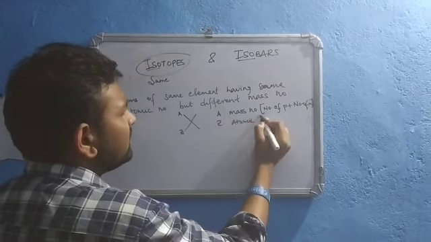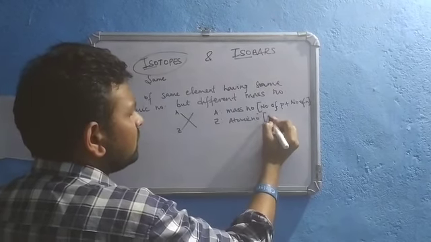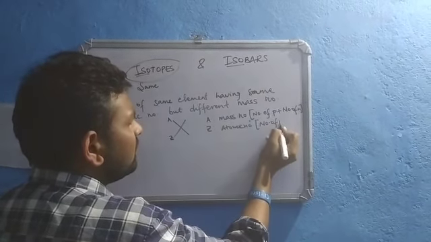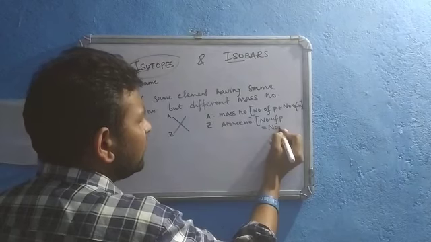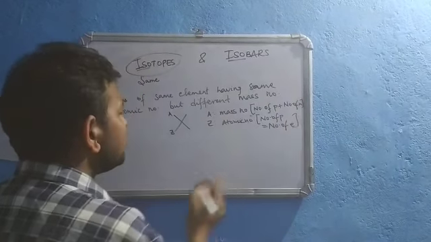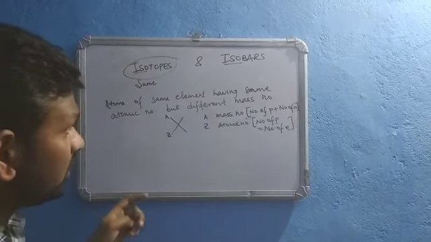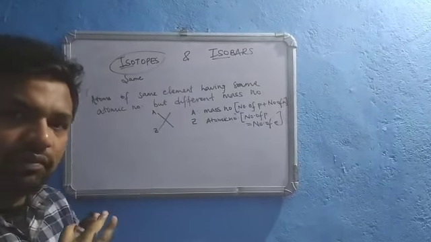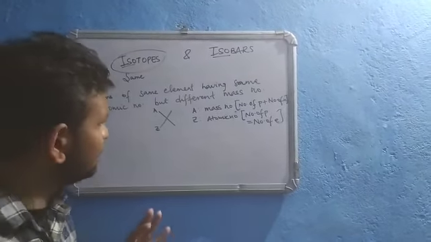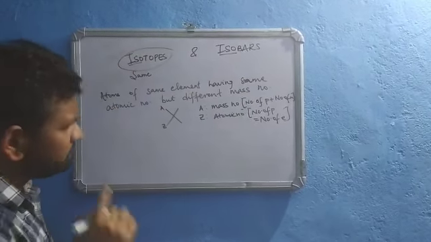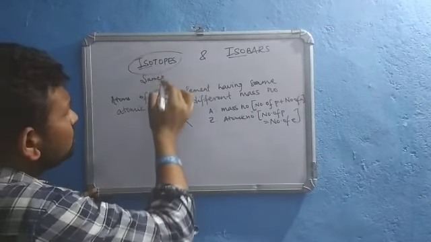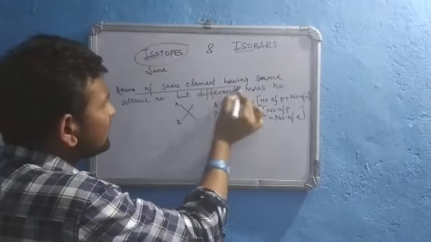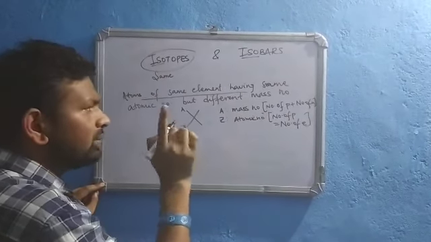So atomic number means number of protons which is equal to number of electrons. So number of protons in an atom is exactly equal to the number of electrons. That is why we say that an atom is electrically neutral. These things I have already mentioned clearly in the preceding chapters. Okay. Now, isotope means atoms of same element having same atomic number but different mass number.